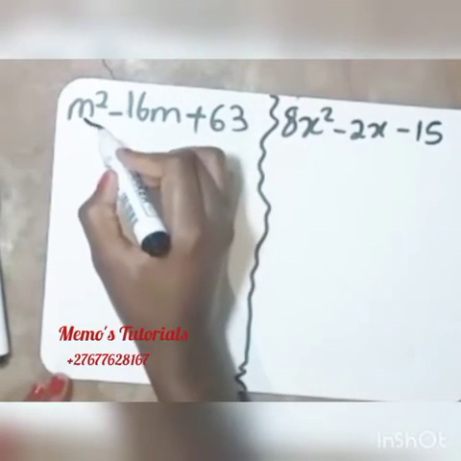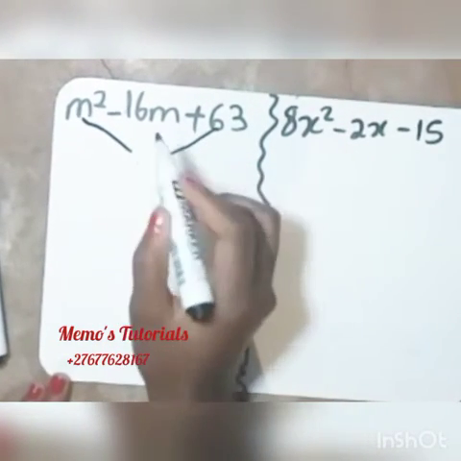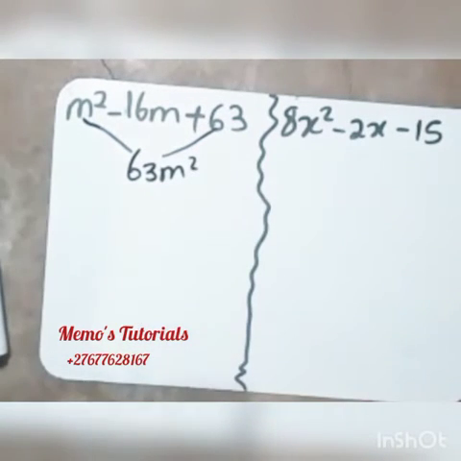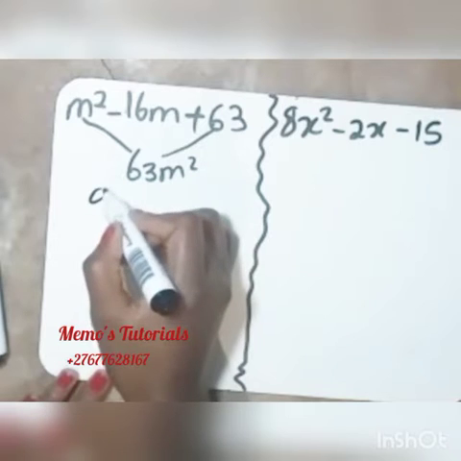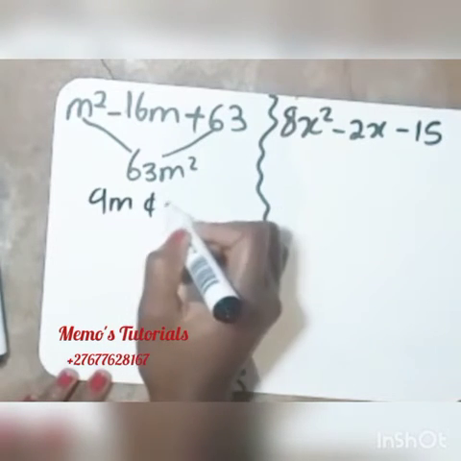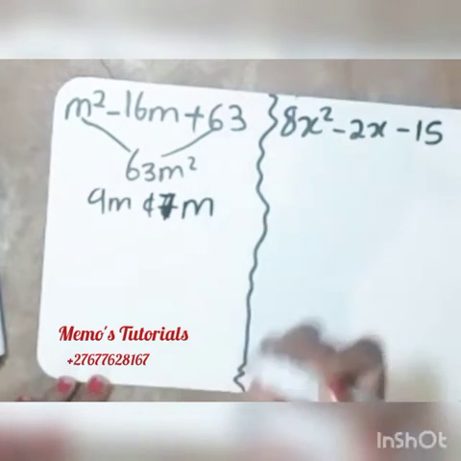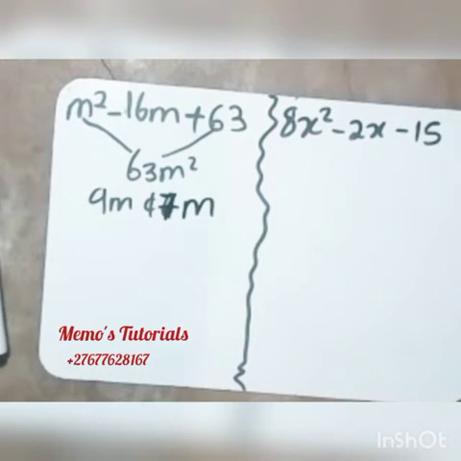We're going to multiply our m squared with our 63 and we're going to get 63m squared. The second step, now we're going to look for two numbers. When we multiply them, they will give us a positive 63m squared, but when we add or subtract them, they must give us a negative 16m. So in this case, it's going to be 9m and 7m. Sorry, 9m and 7m. 9 times 7 is 63. And it's a positive 63.